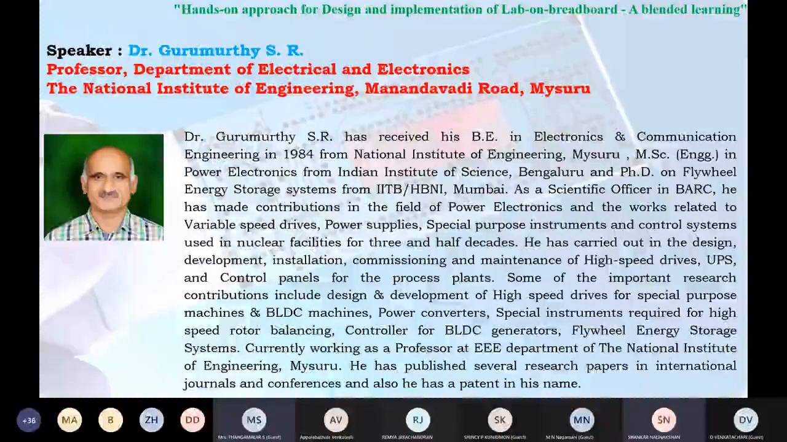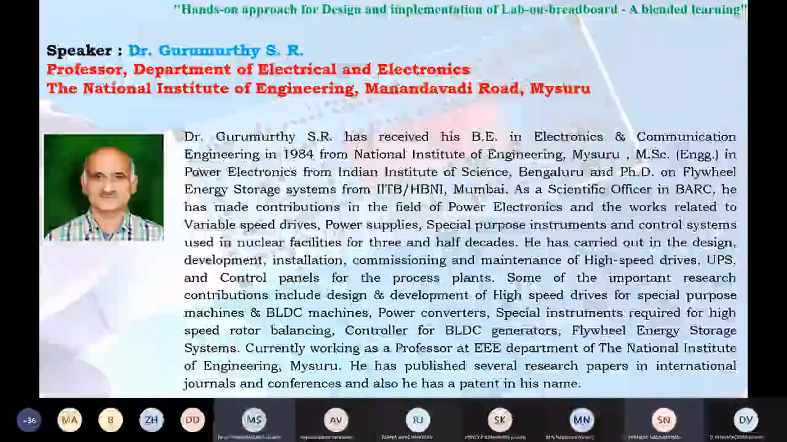Today, we have our eminent speaker, Dr. Gurumurthy sir, Professor, Department of Electrical and Electronics Engineering, the National Institute of Engineering, Mysore. Dr. Gurumurthy sir received his Bachelor of Engineering in Electronics and Communication Engineering in 1984 from the National Institute of Engineering, Mysore, MSc Engineering in Power Electronics from the Indian Institute of Science, Bangalore, and PhD on the topic Flywheel Energy Storage Systems from IIT Bombay. As a scientific officer in BARC, he has made contributions in the field of power electronics and works related to variable speed drives, power supplies, special purpose instruments, and control systems used in the nuclear facilities for 3.5 decades.